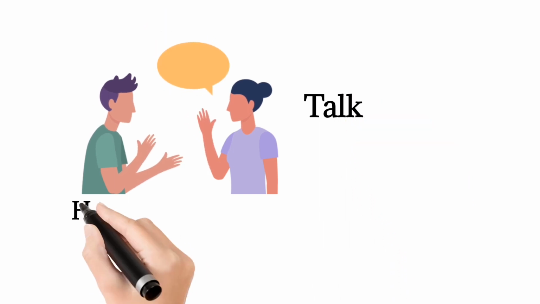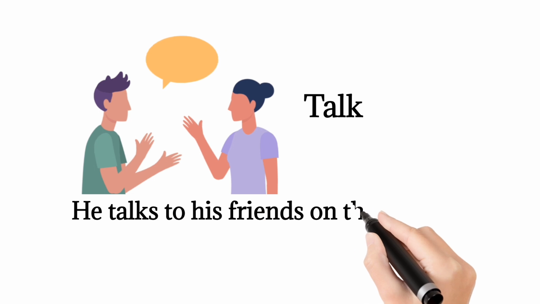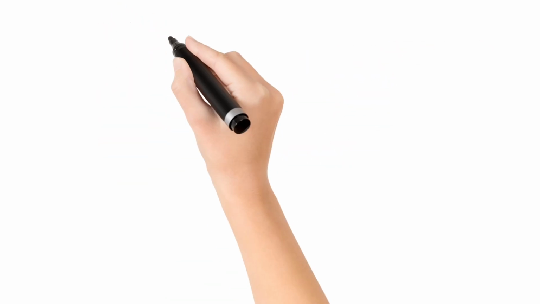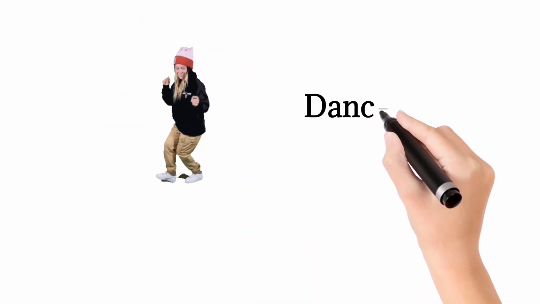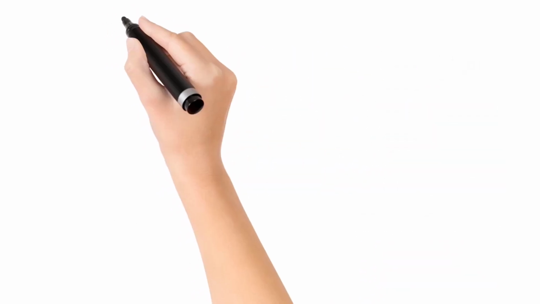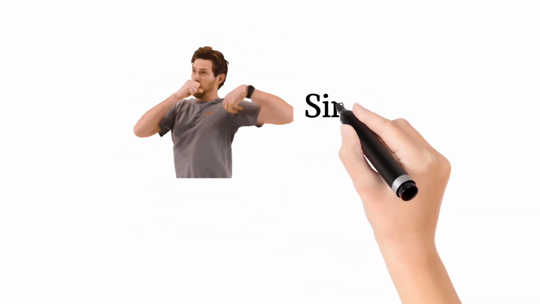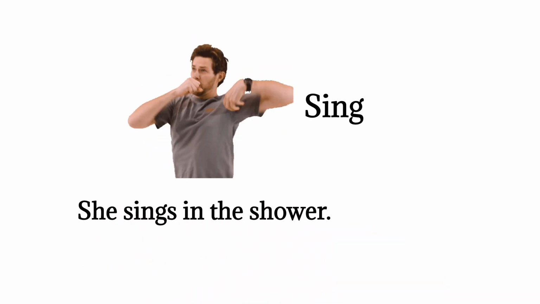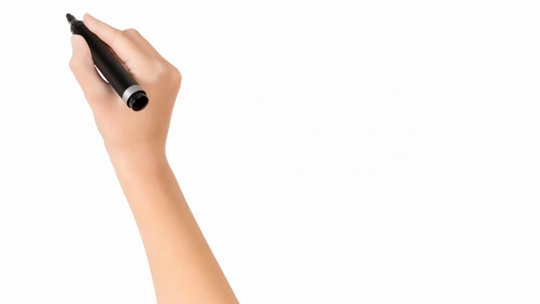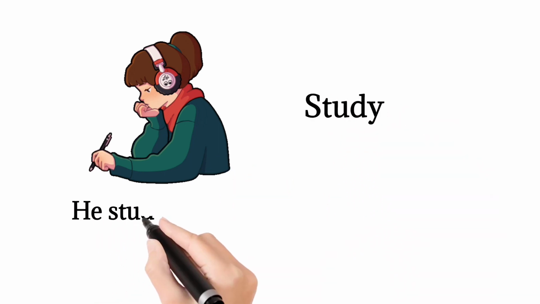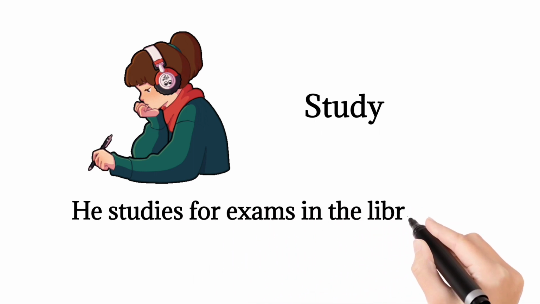Talk. He talks to his friends on the phone. Dance. We dance at parties for fun. Sing. She sings in the shower. Study. He studies for exams in the library.